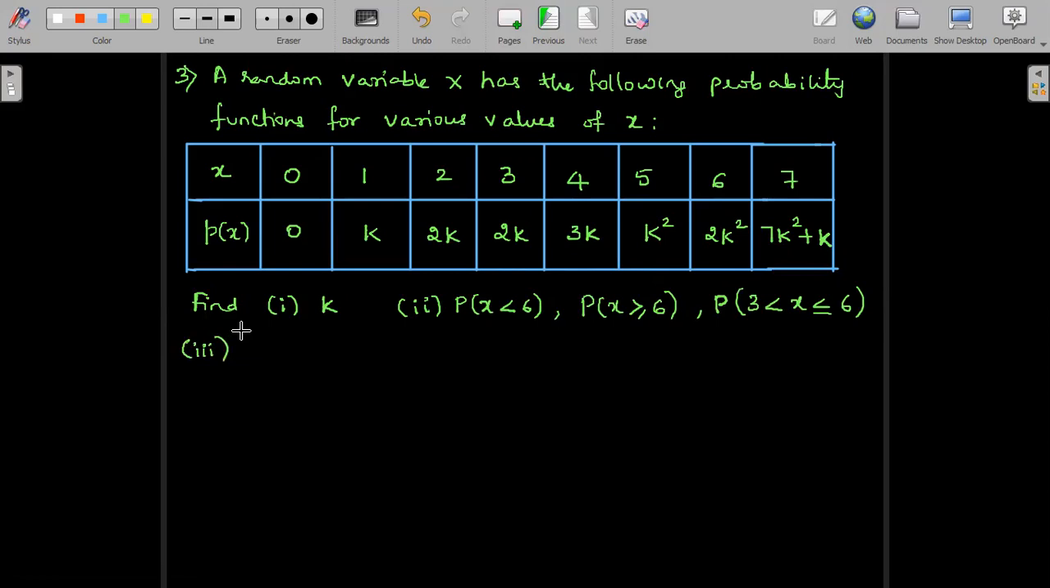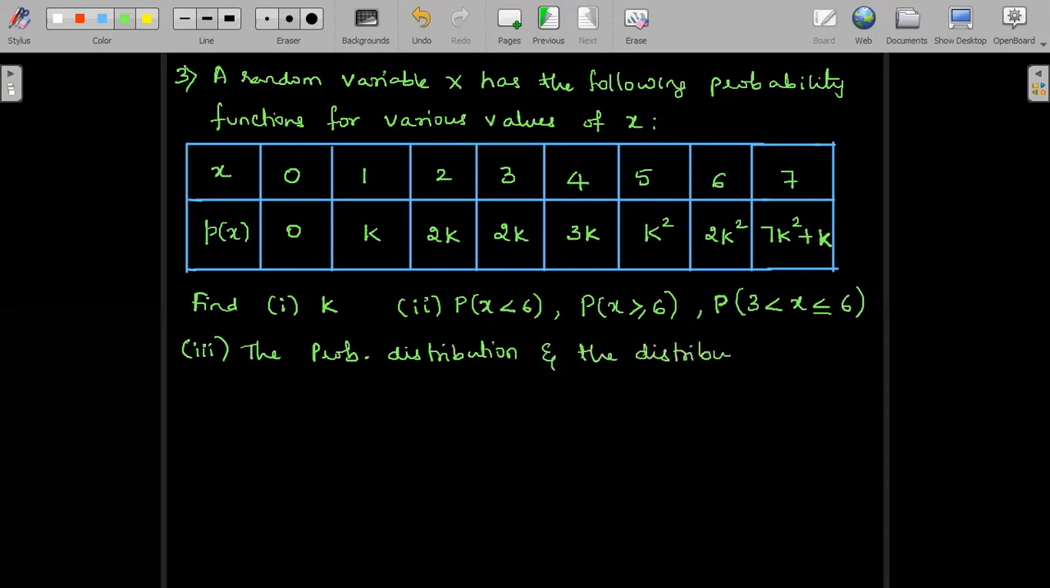And we are also asked to find out the probability distribution and the distribution function of x. Find the probability distribution and the distribution function of x. That's the third part of the problem.